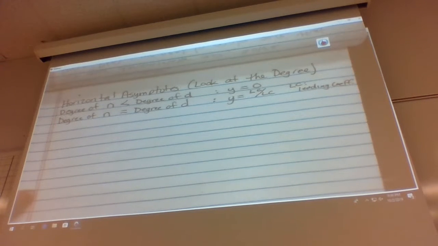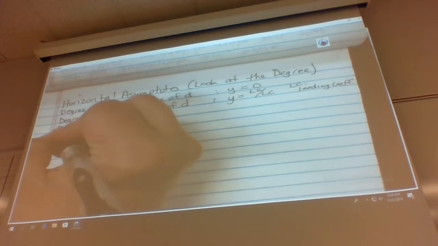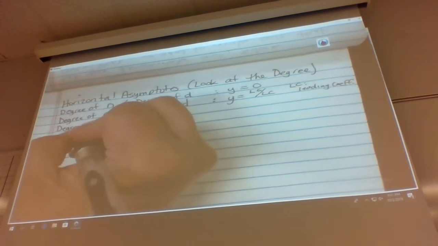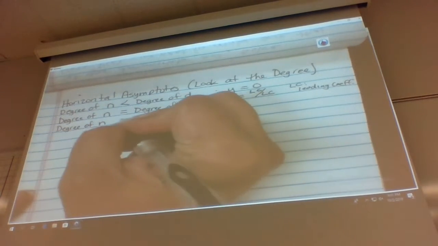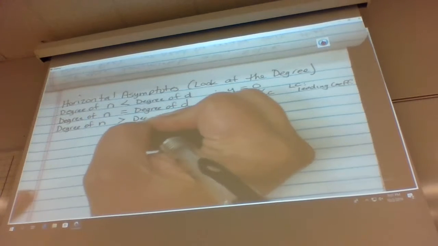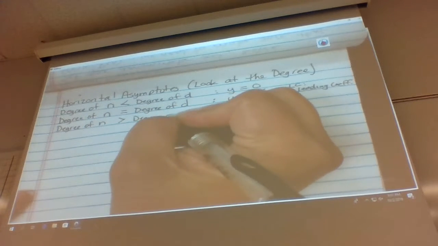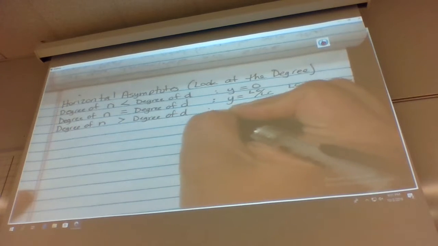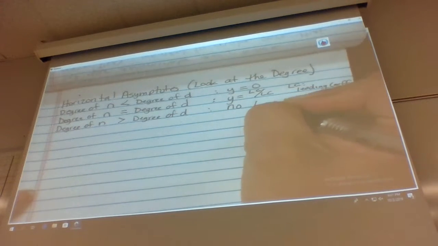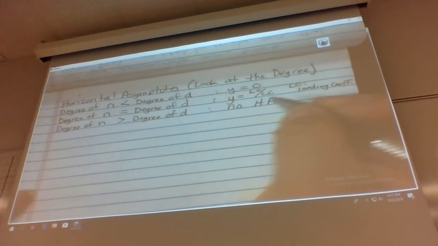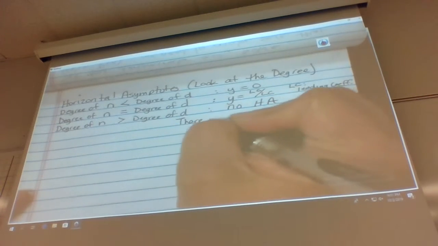The last rule: if the degree of your numerator is greater than the degree of the denominator, then there is no horizontal asymptote. There is an oblique. So those are the three rules, and we're going to do one of each so you can see exactly what it is.